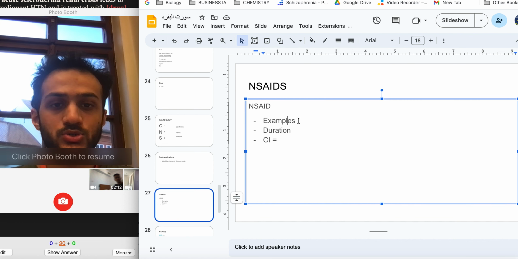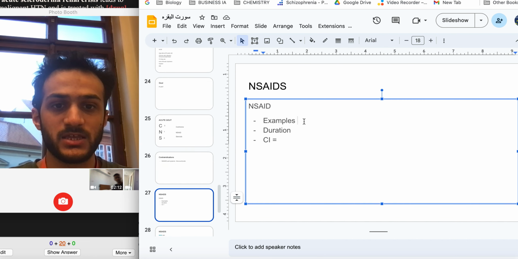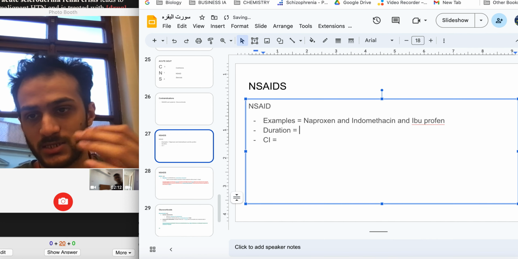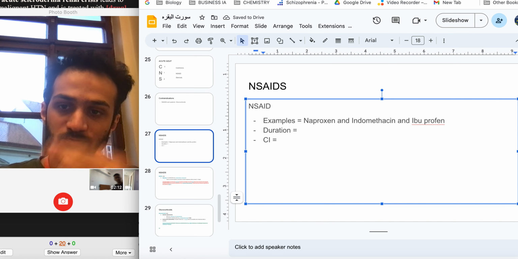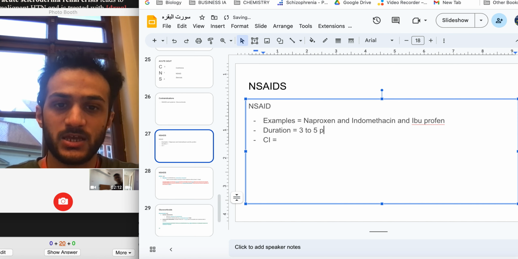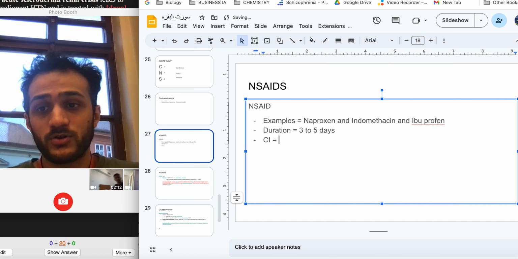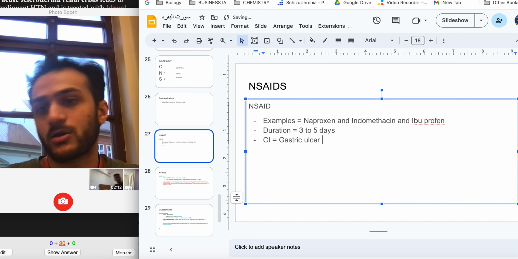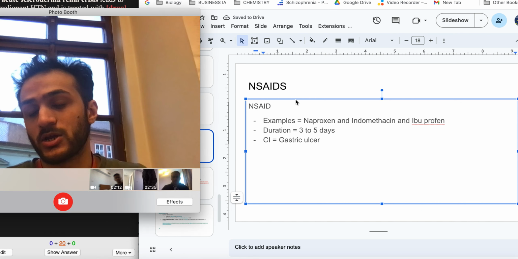So NSAIDs. We're going to speak a little bit about the examples of these. There are three main examples: naproxen, indomethacin, and ibuprofen. Since this is acute gout, we want to give treatment within the first 24 hours, for a duration of 3 to 5 days. The contraindication is obviously gastric ulcers, because NSAIDs can cause gastric ulcers, so we don't want to give them in those patients.